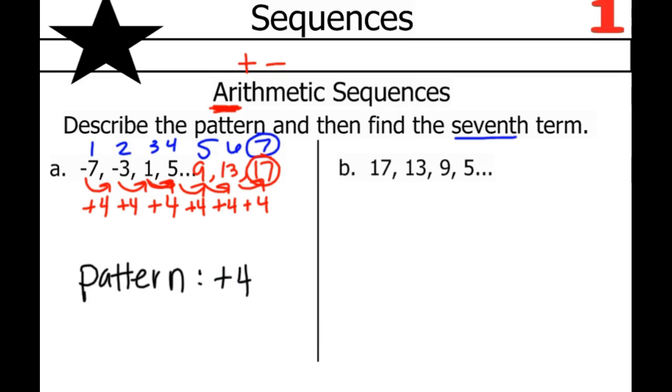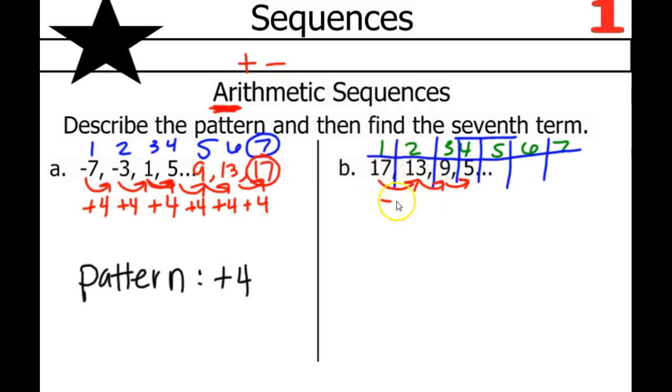Alright, next, same thing. Describe the pattern and find the seventh term. So here's our first, second, third, and fourth terms. We need to go out to 7. If it helps you to make this a little table so you can see each term, that might be helpful. So from 17 to 13, I'm going down, so I know I must have to subtract. I'm going down by 17 minus what will give you 13? Well, 17 minus 4 would give you 13.